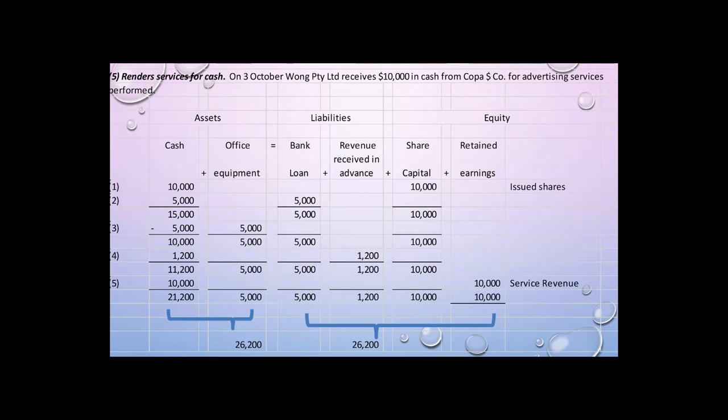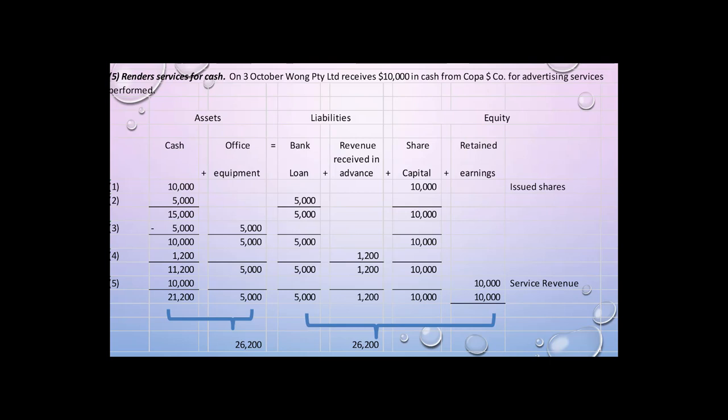Okay, fifth, render services for cash. 3rd October, Wong Proprietary Limited receives $10,000 in cash from Copa Dollar Company for advertising services performed. Okay, here you receive cash. So the fifth transaction, we had an increase in cash of 10,000. So the total cash now is 21,200.